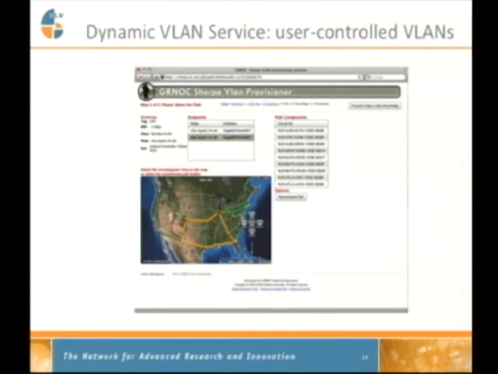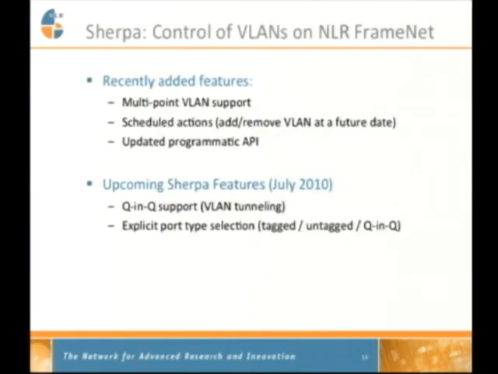So that's what it does now, and there's a minor revision planned for July where we're adding a couple of new features. One of the things that we added recently was multi-point VLAN support and scheduled additions, like I mentioned a second ago. We also updated the programmatic API. But in this next version that's coming out in July, we're planning to also support Q&Q. So if you need to do VLAN tunneling with Q&Q, we can do that through Sherpa. And a small feature which you can't do right now: you can say explicitly, I want this port that Sherpa is creating for me to be tagged or untagged or Q&Q. So that's what's in the Sherpa release for July.